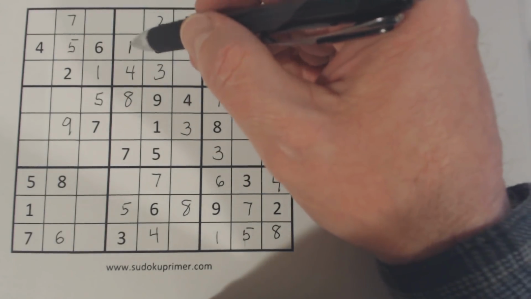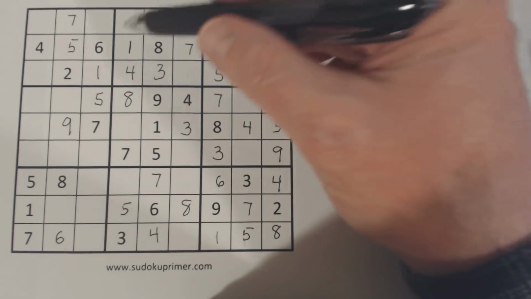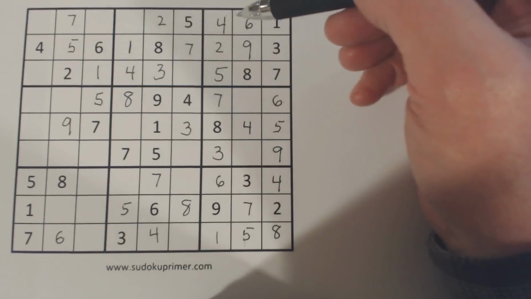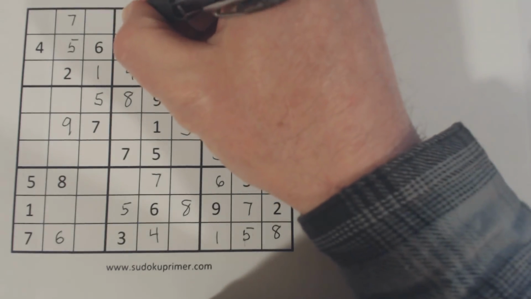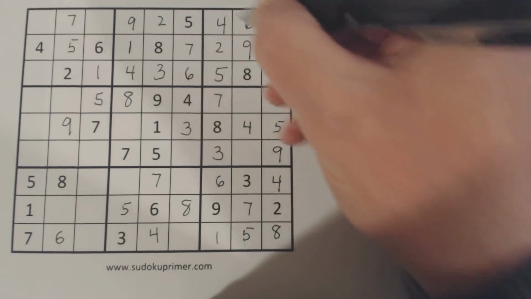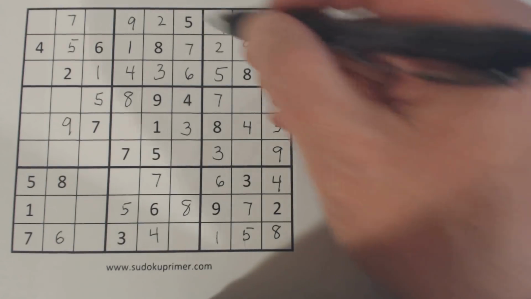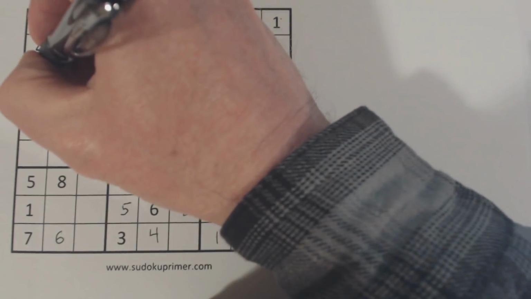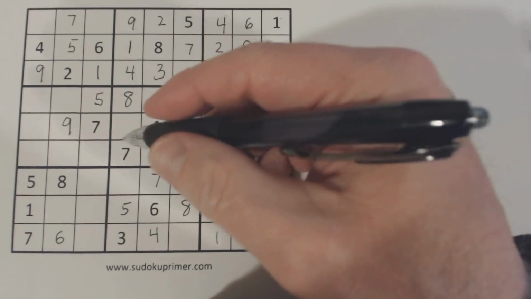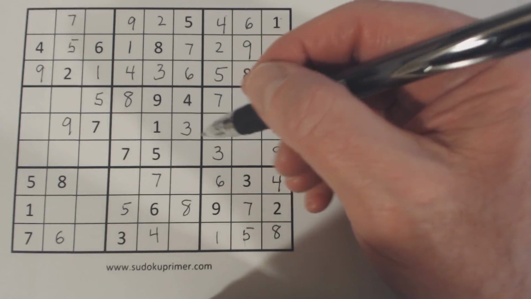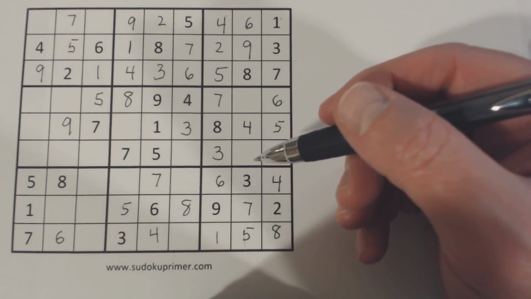Now we have a 1, 2, 3, 4, 5, 6, 7, 8, 9. 6 and 9 left in this box. Box 2, there's a 6 there. So we know that's a 9 and that's a 6. Okay, with the 9 and 9 here, we know that's a 9.